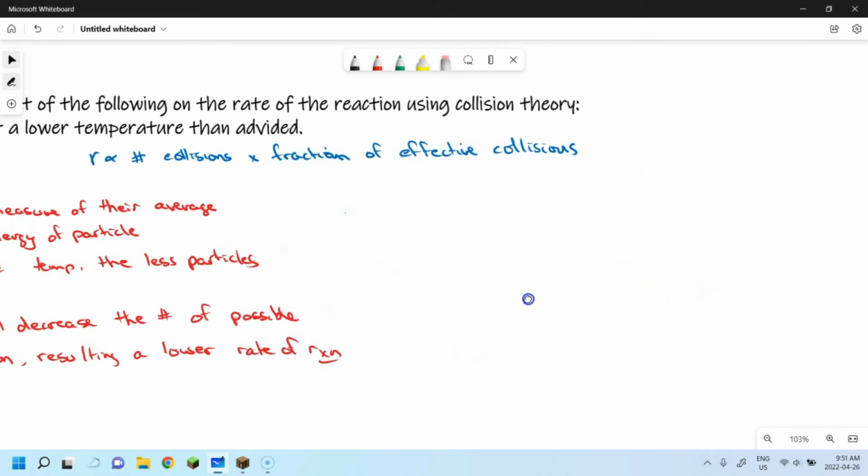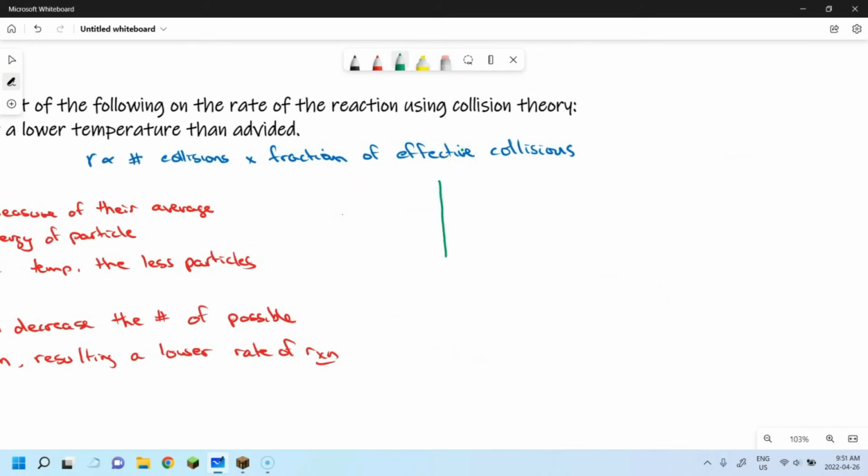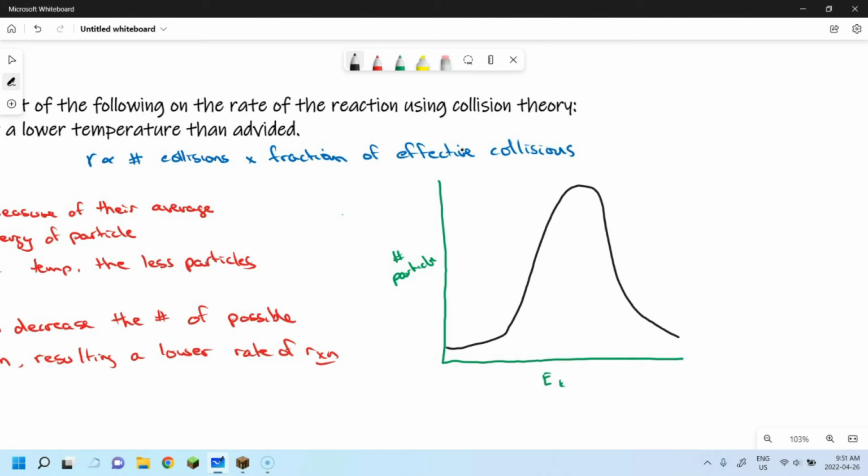Now for our second part, where we talk about our fraction of effective collisions, we want to use our Maxwell-Boltzmann distribution. So we have our kinetic energy and our number of particles, and we can show our two lines for our two different temperatures. We know that it follows an approximate normal distribution, and then I can add a second line to represent a different temperature. It doesn't matter which one I put on first. Then I can label them. The one with the peak further along, with a higher average, because the peak is where the vast majority of them are, would be my higher temperature. So this would be T2, for example. And this would be T1.